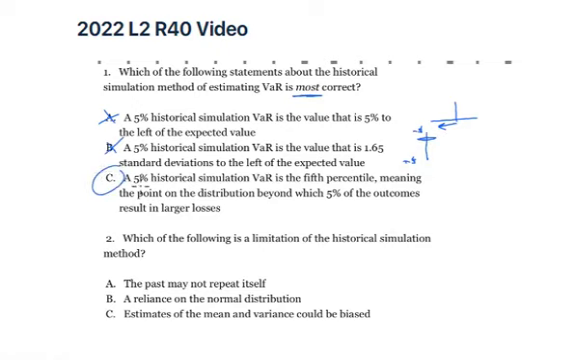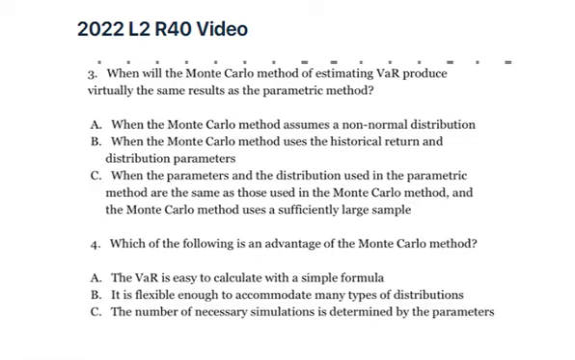Number 3. When will the Monte Carlo method of estimating VaR produce virtually the same results as the parametric method? Well, let's think about that for a minute. In the parametric method, we assumed normality, we assumed an expected return and a standard deviation, and to describe a normal distribution, all we need are those two things. So if we entered in the same expected return and the same standard deviation into the Monte Carlo simulation, we should get the same result. Let's find out if there's a statement that says that.